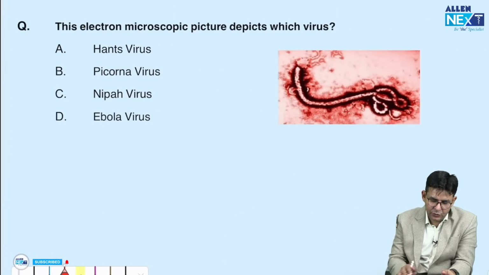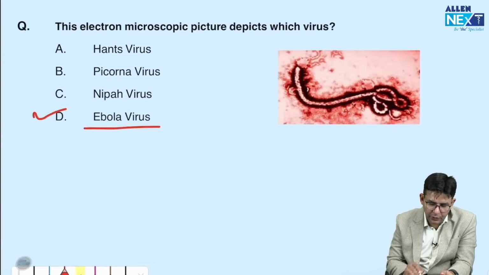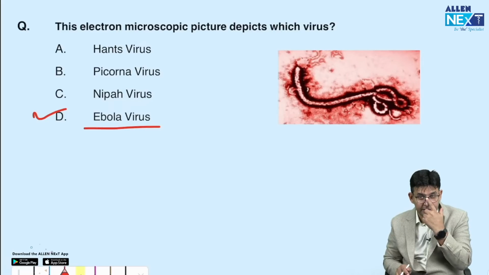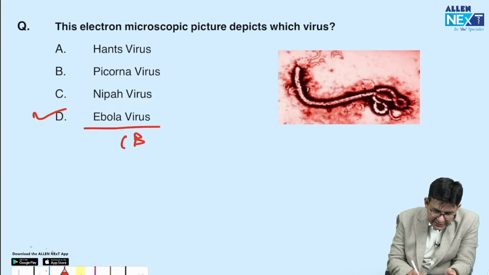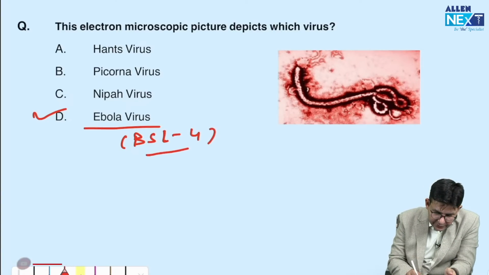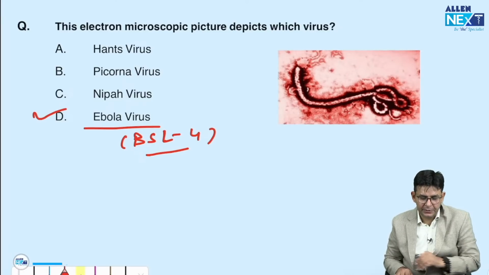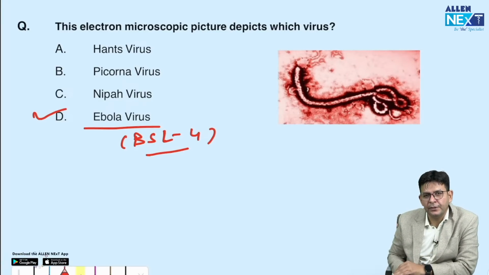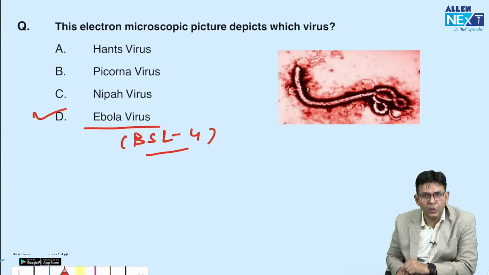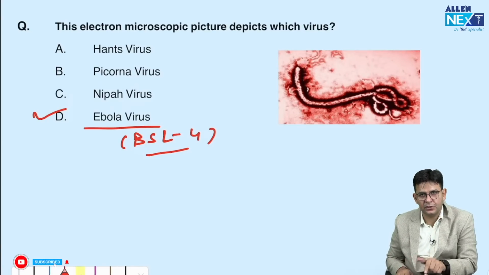This is which virus? This is Ebola virus. Ebola virus is the one which needs biosafety level 4. This is dangerous. More than 50% mortality is there in this Ebola. Zaire Ebola is the most virulent. Ivory Coast is the least virulent. Sexual transmission is also seen in this.